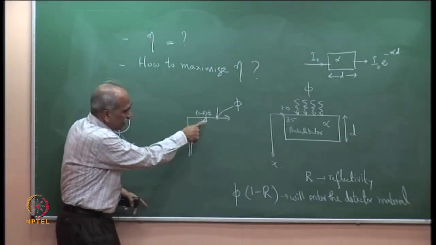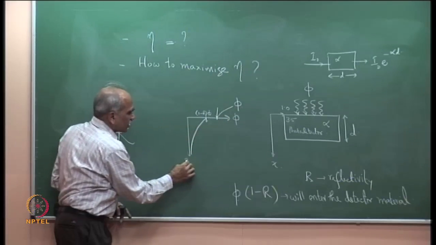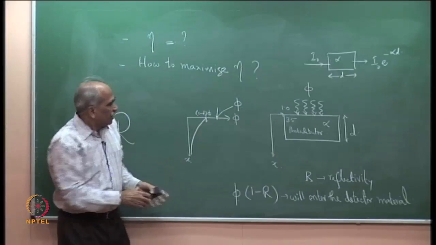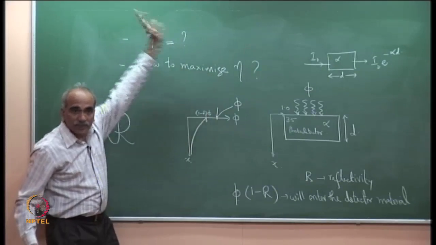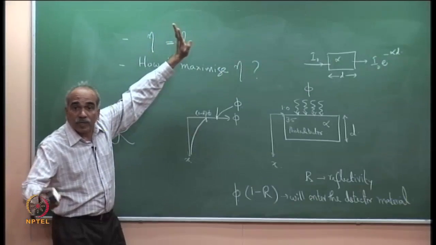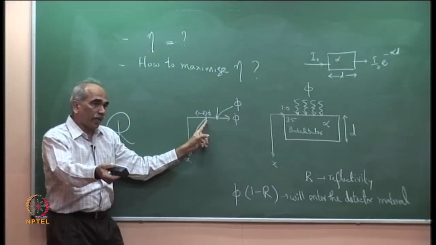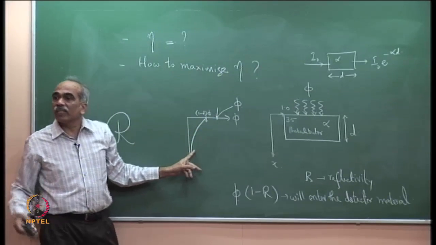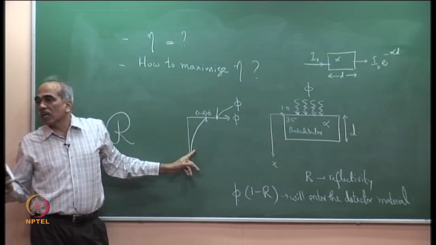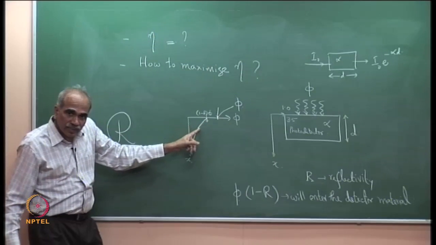Therefore, once it enters, what am I plotting here? I am plotting photon flux phi as a function of x, depth. Incident is phi, right at the interface 30% is reflected back, or R times phi is reflected back. Therefore, what is entering is 1 minus R times phi, and that is now exponentially decaying by a factor e to the power minus alpha x. So, that is why I have shown the photon flux decaying like this.